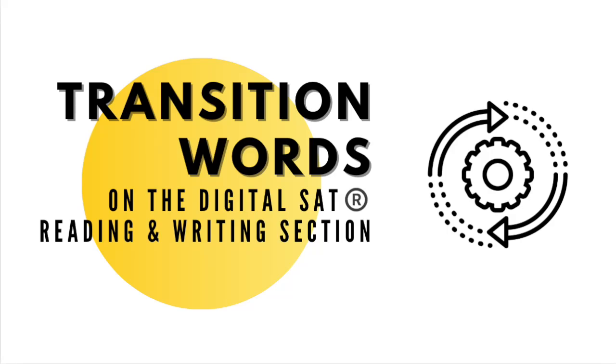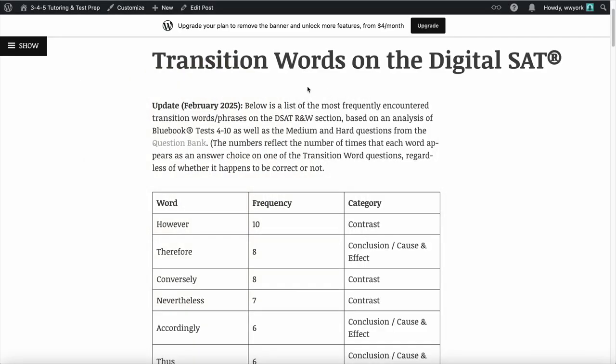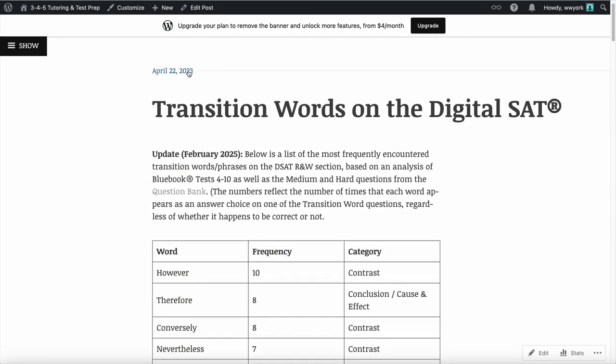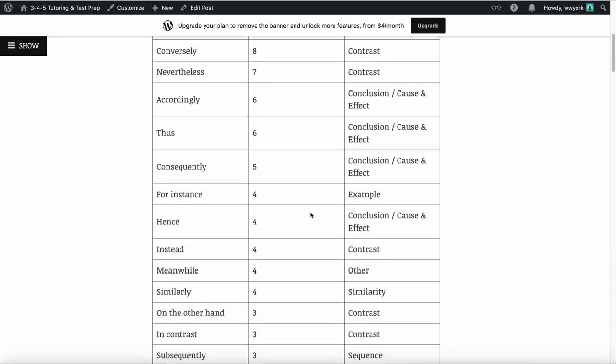So I want to talk here about transition words and transition word questions, beginning here with an update that I've made to this page. You'll see that the post is dated April 22 of 2023.